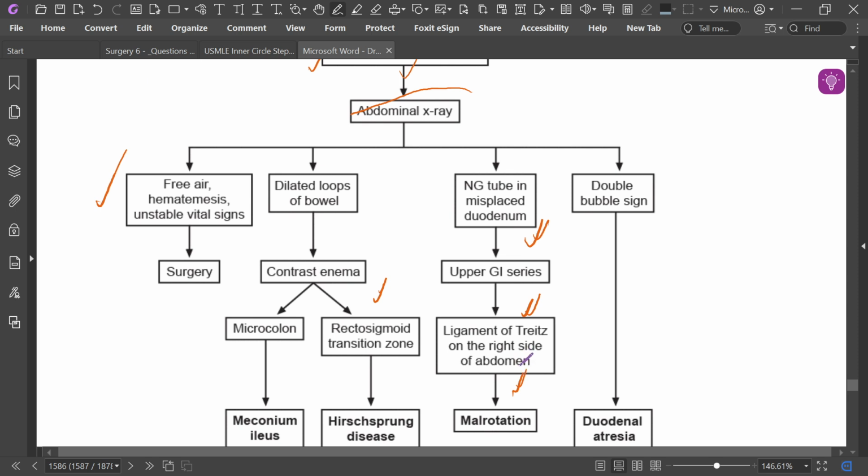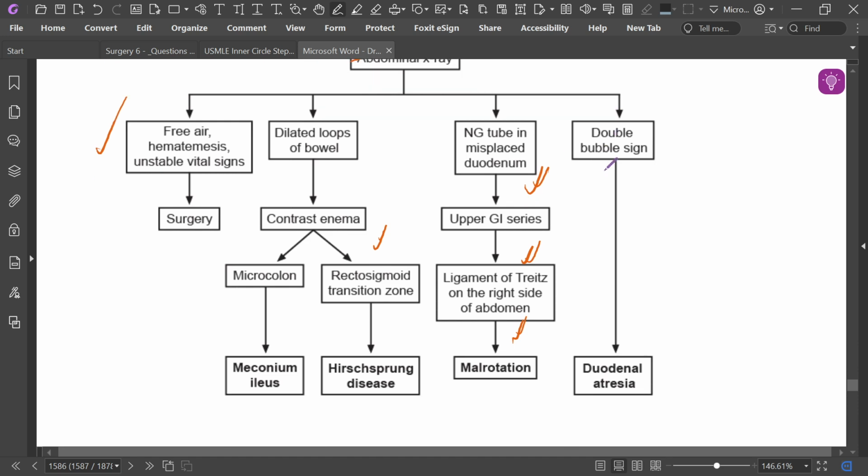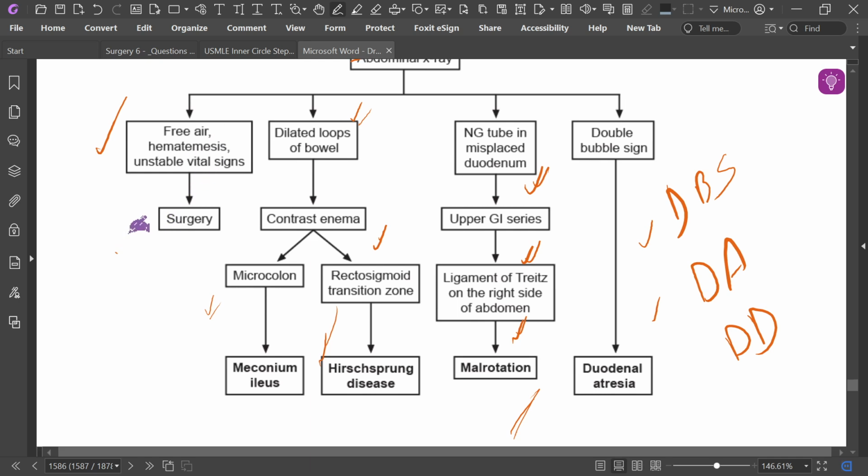So, NG tube misplaced into the duodenum: do an upper GI series. Ligament of Treitz on the right side of the abdomen is malrotation, and the double bubble sign is duodenal atresia, treated with duodenostomy. I remember the double bubble sign very well. These are the things you need to remember. Dilated loops of bowel: contrast enema, microcolon, meconium; rectosigmoid junction, Hirschsprung. Free air, hematemesis, unstable vital signs: surgery.